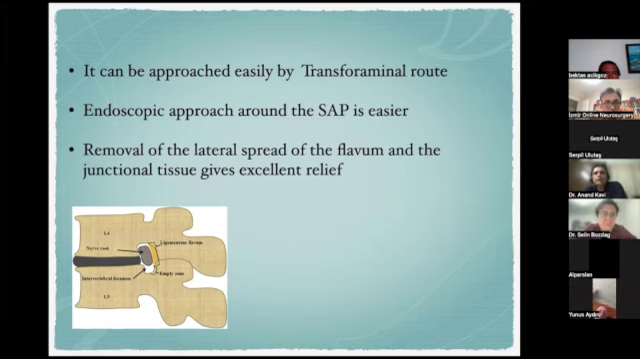But can we avoid these problems with some other approach? Yes, it can be approached very easily by the transforaminal route. Endoscopic approach around the superior articular process is very easy. Removal of the lateral spread of ligamentum flavum and the junctional tissues gives excellent relief to patients.